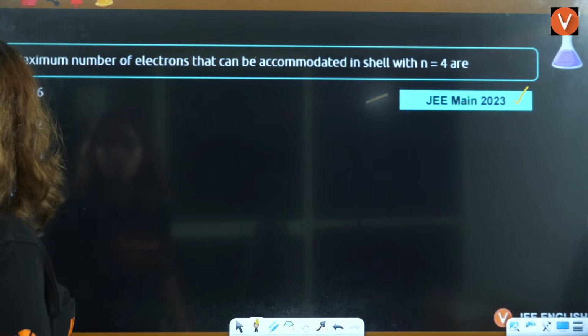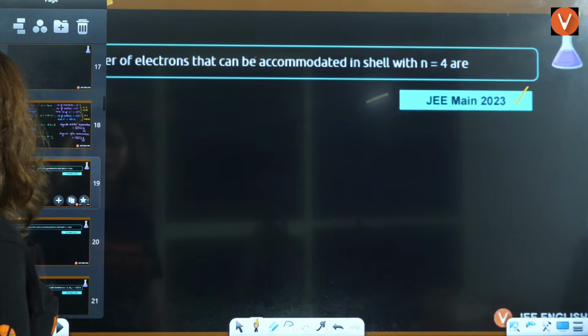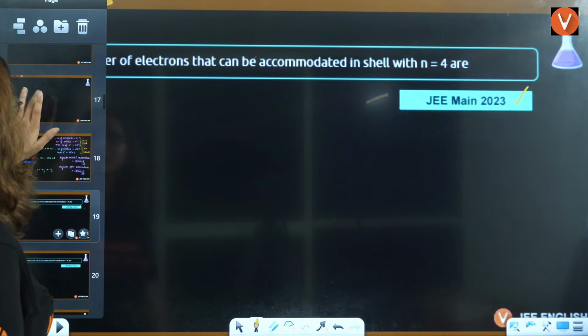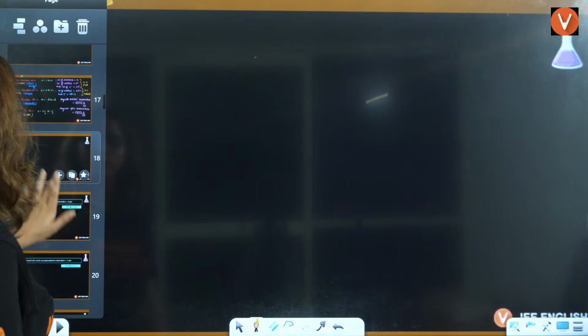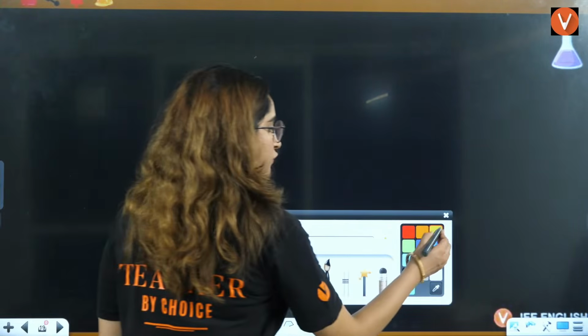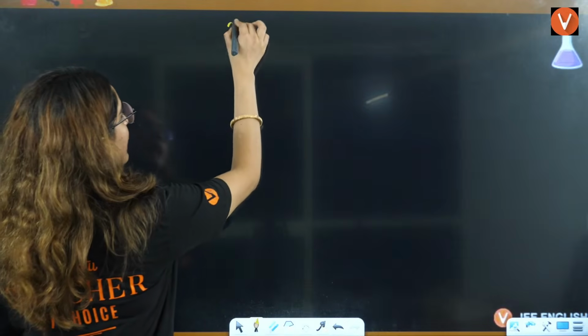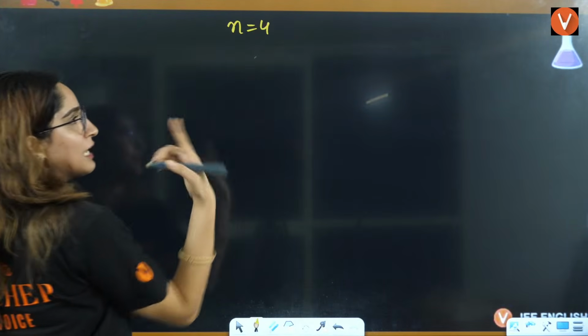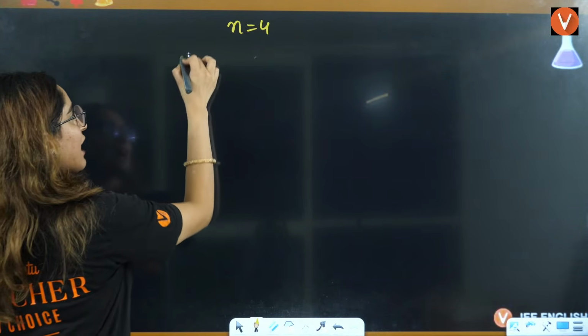So you know, there are two ways of answering this. I'll answer with these two ways only. The first way is doing the full-fledged answer. Like you will say n is equal to 4. If n is 4, then l can have how many values?